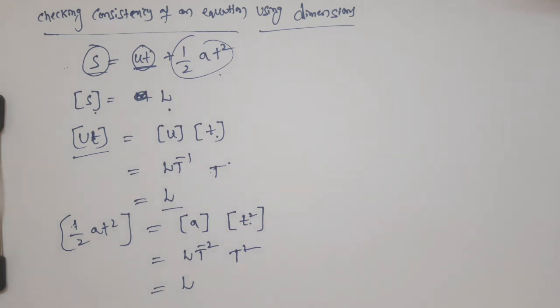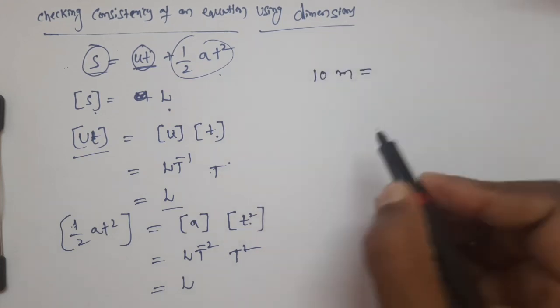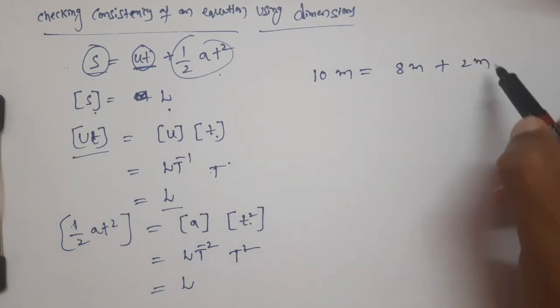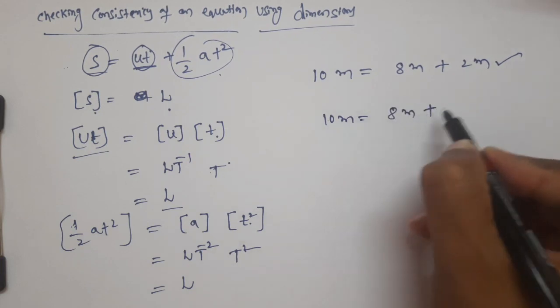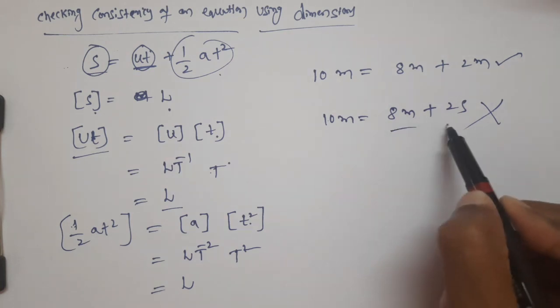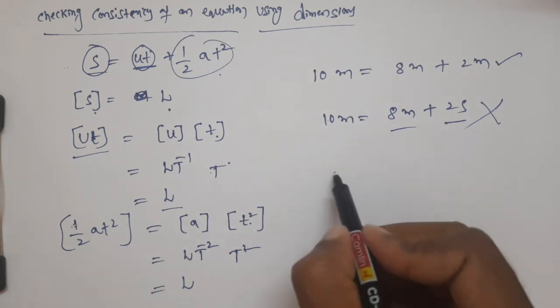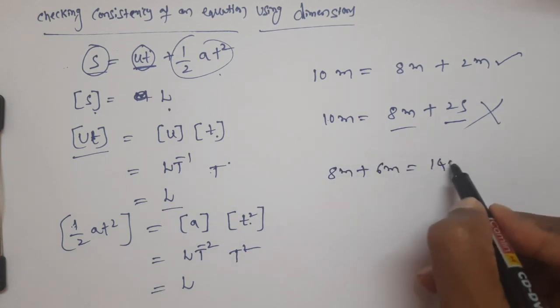And remember, guys, not only dimensions, you can also check the units. When we write units, I can write 10 meters is equal to 8 meters plus 2 meters. Is it correct? But 10 meters is equal to 8 meters plus 2 seconds. Does it make any sense? No, isn't it? When you add or subtract, the units must be the same. So 8 meters plus 6 meters, what do we get, guys? You get 14 meters, right?